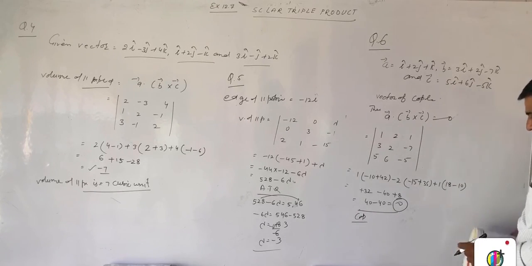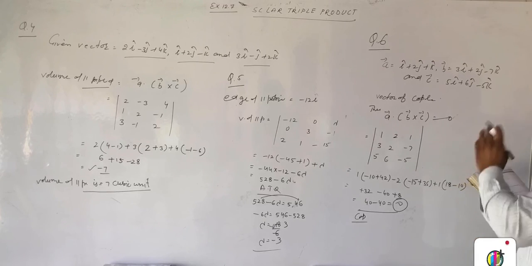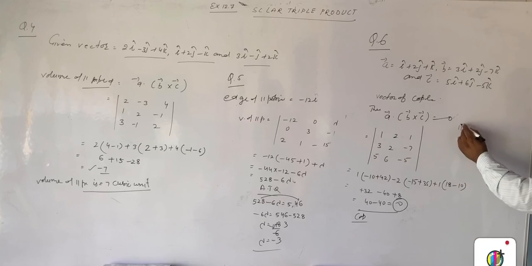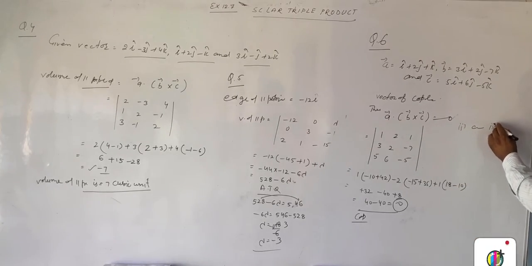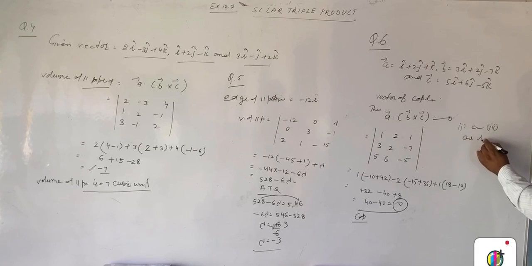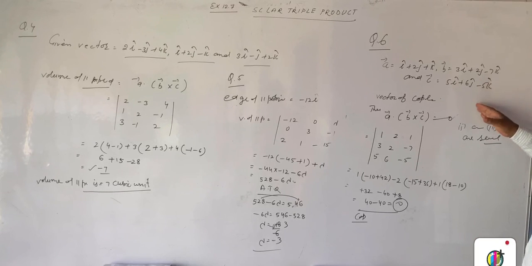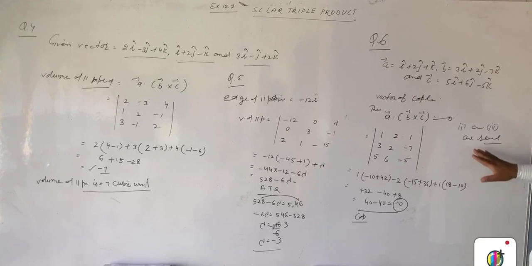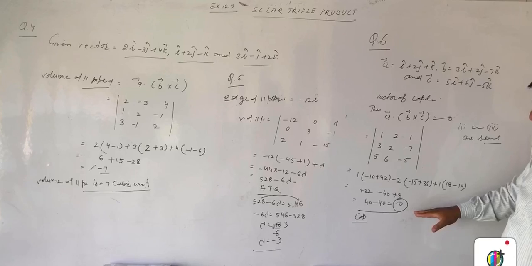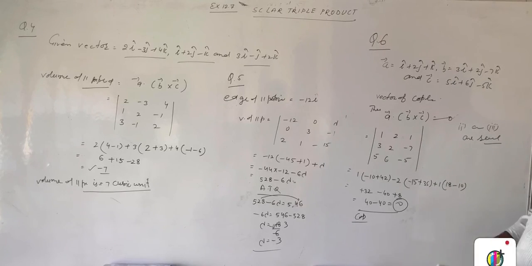The other parts of these questions, the second and third parts, are the same. In this part also we find that the given vectors are coplanar. If the triple product of these vectors is 0, then these points are also coplanar.